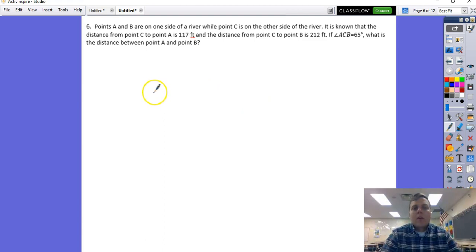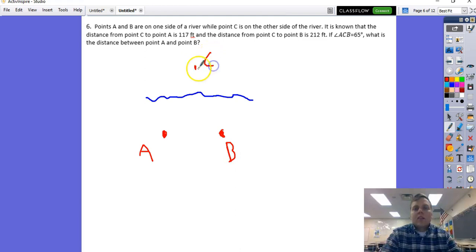Okay, so let's set this up. So I have my river here. Alright. Tells me that point A and B are on one side, so we're going to call this A, we're going to call this B, and that point C is on the other side. Alright. So then we can set ourselves up a triangle.